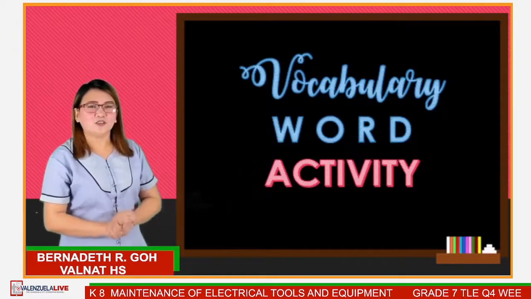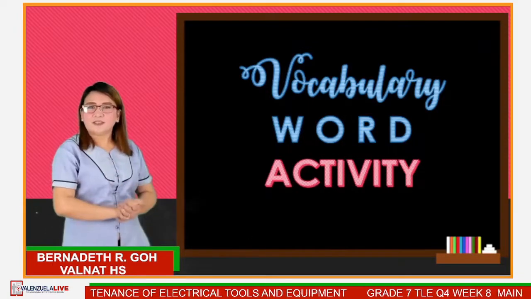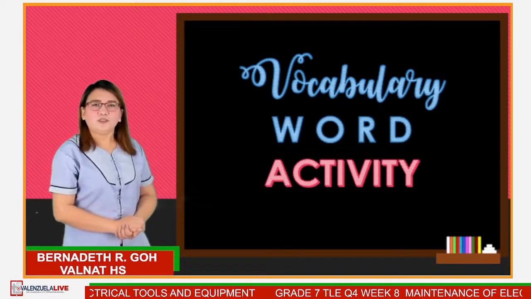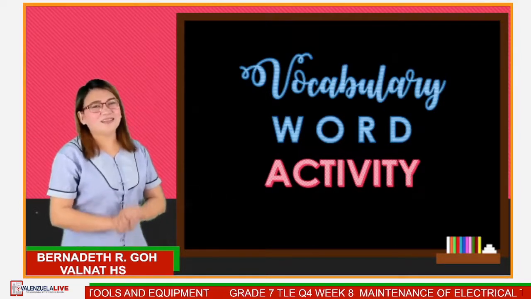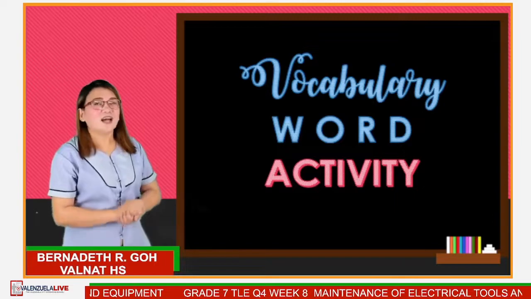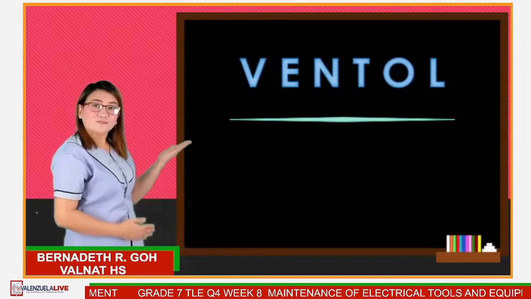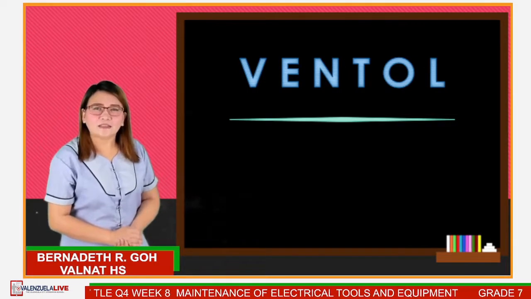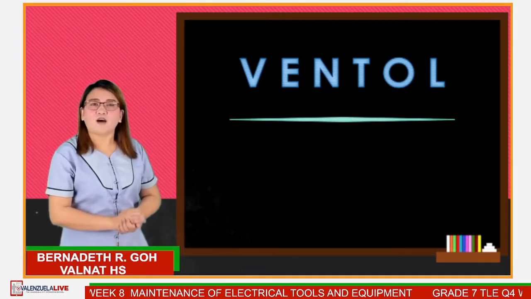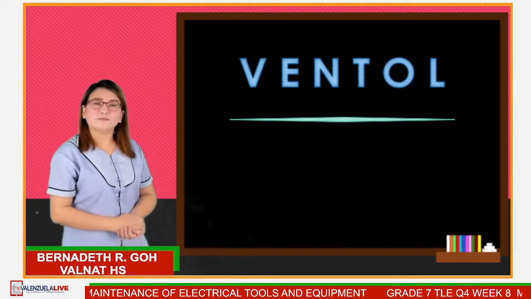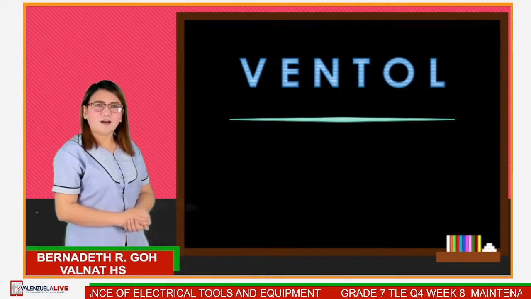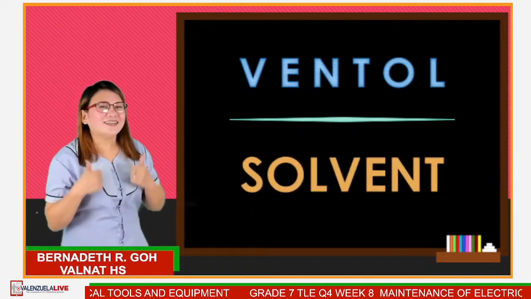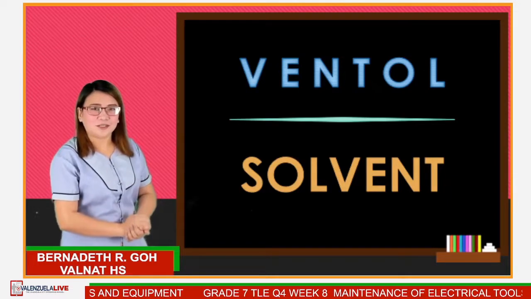Now, let's enjoy this vocabulary word activity. This time, to identify our vocabulary words, you need to arrange first the jumbled letters. Let's have the first word. This one is a material or liquid solution used to clean electrical tools. So, for our first word? What is your answer? Comment your answer now. Solvent. Very good.